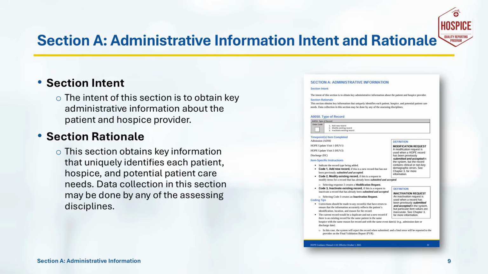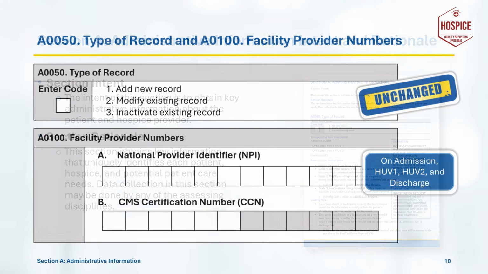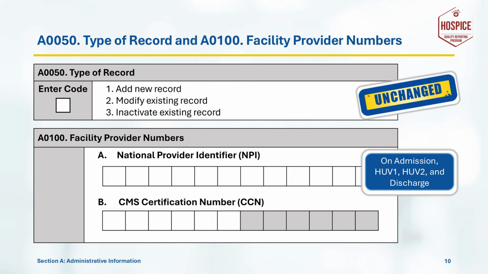Now let's walk through all of the items. These two, the type of record and facility provider numbers, are unchanged. They will be included in each HOPE submission, all 4 time points. The first one just identifies the record that is being submitted, whether it is a new record, a modification to an existing record, or perhaps the inactivation of a record that needs to be withdrawn because of some error. The facility provider numbers will identify the National Provider ID number and the CMS certification number to let CMS know which hospice this is.